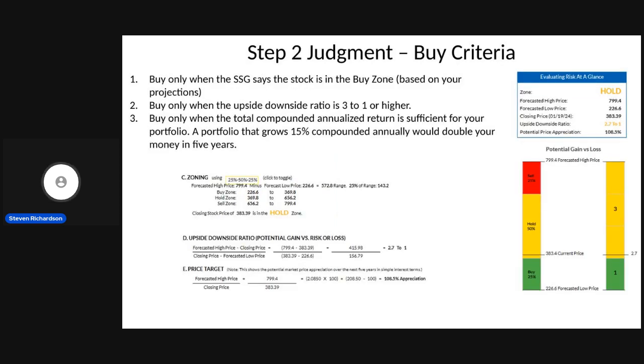Okay, the buy criteria. Buy only when the stock selection guide says the stock is in the buy zone based on your projections. And these are conservative here. The zoning is 25% for buy, 50% for hold, and the top 25% for sell. And buy only when the upside downside ratio is 3 to 1 or higher. This is a 2.7 to 1, so you can see it's barely in the hold zone. If it has a bad day, it might come back down into the buy zone. A portfolio that grows 15% compounded annually will double your money in 5 years.